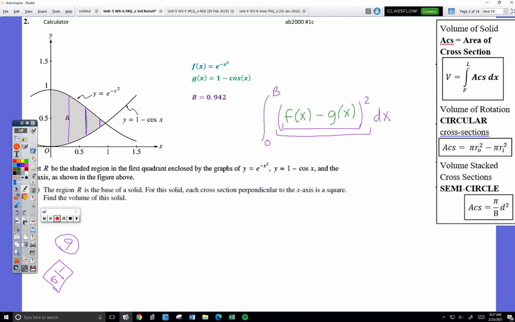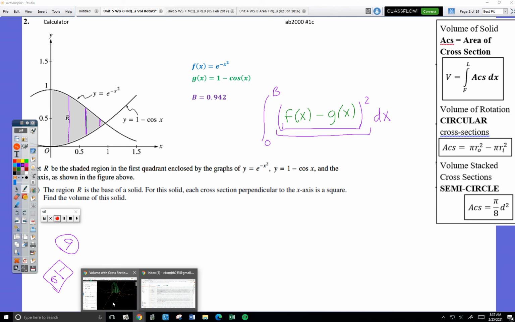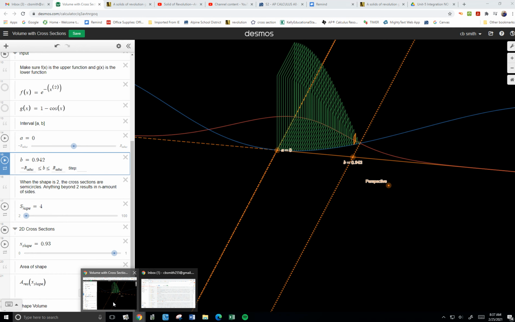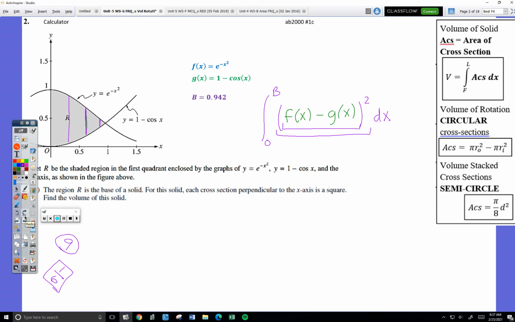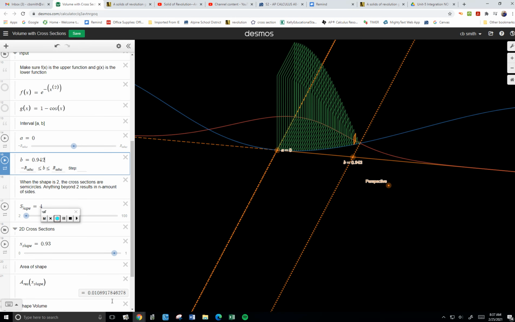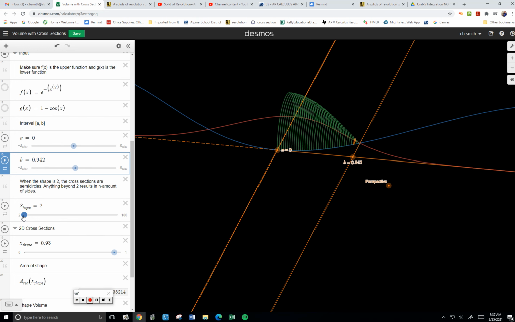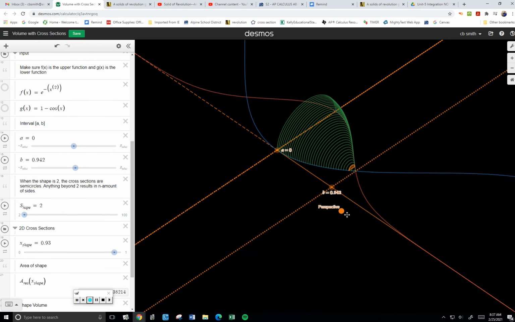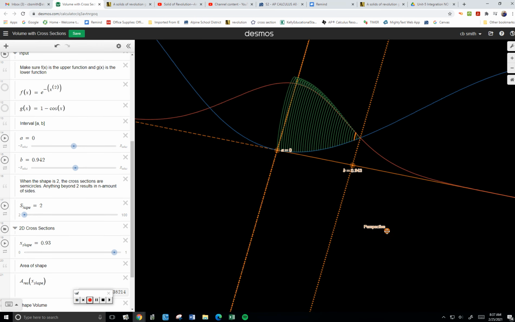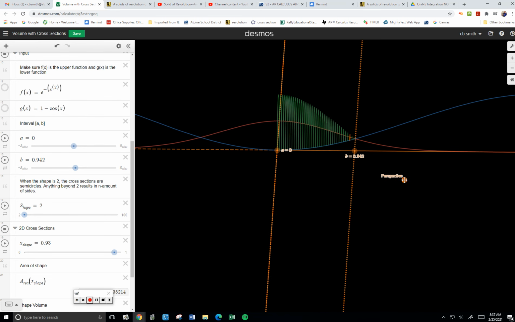Like here, for the viewing folks at home, if I change the shape from a square to a semicircle, come on, go away. There you go. Now they are semicircles. It's hard to control from the board.